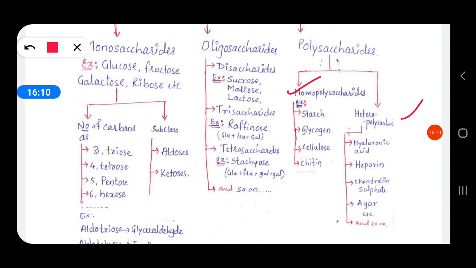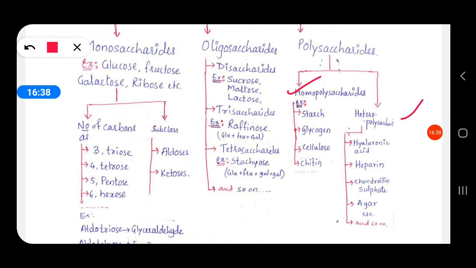Homopolysaccharides means the polysaccharide on hydrolysis gives a number of single monomer units. For example, starch. Starch on hydrolysis gives glucose molecules only. A number of glucose molecules are obtained. Only one type of monomer unit is obtained.